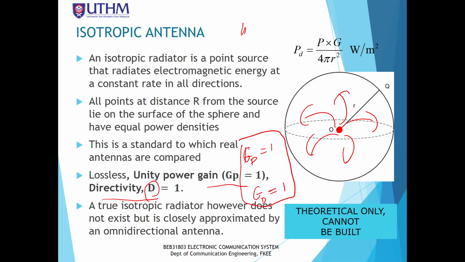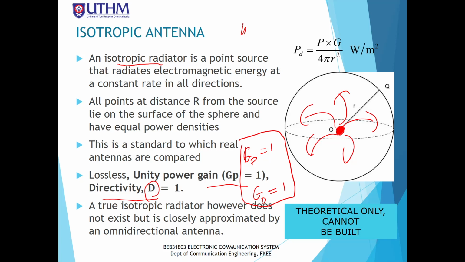So this isotropic antenna is also known as the isotropic radiator. It's a theoretical antenna that does not exist in the real world. If you see from this picture, the isotropic antenna is a small dot at the center over here. Among its characteristics is that it will radiate the electromagnetic signal in all directions.